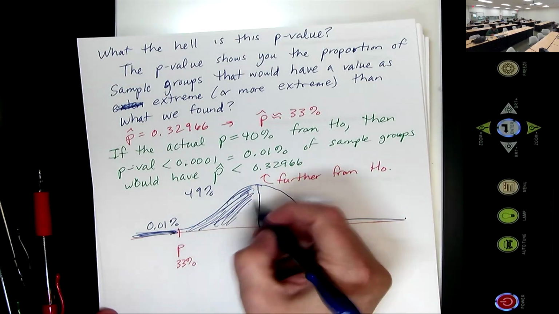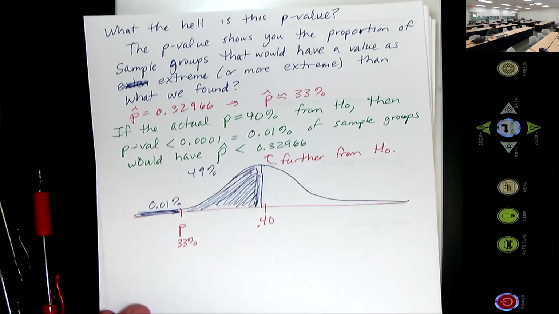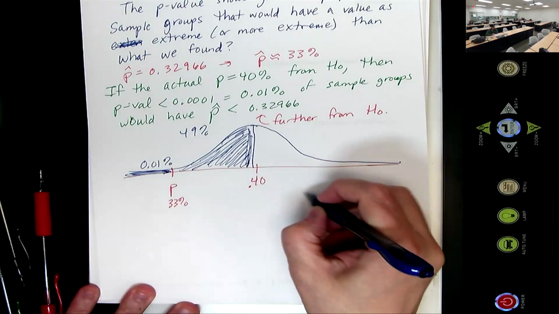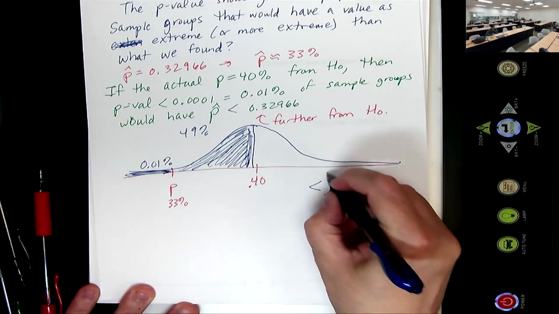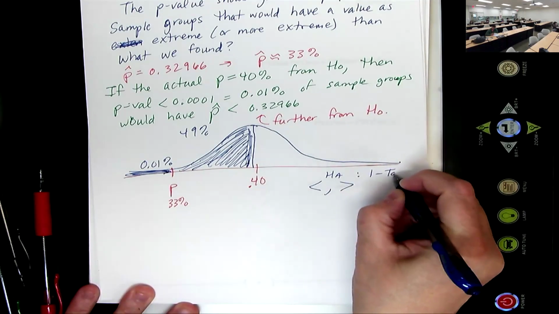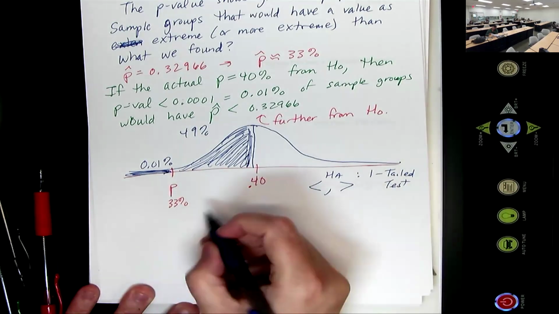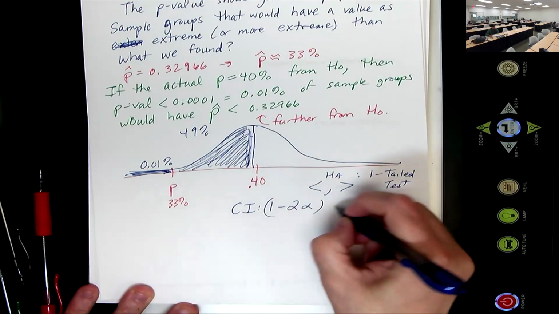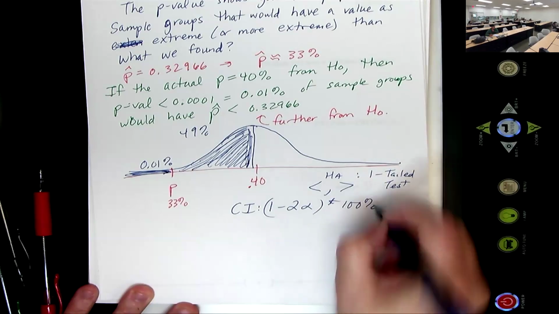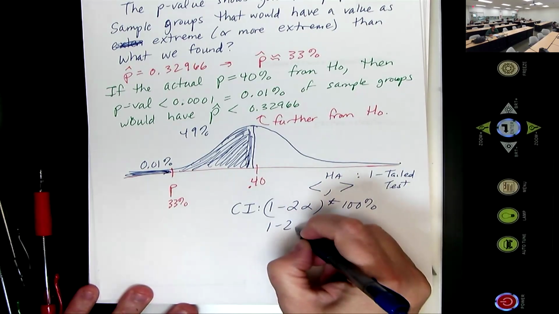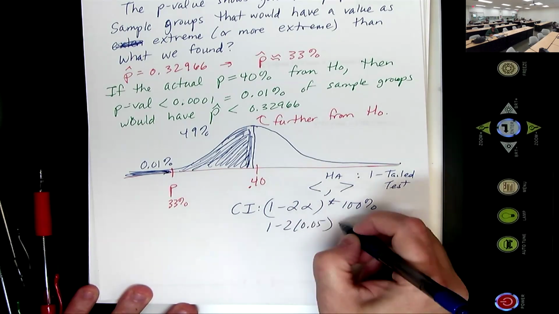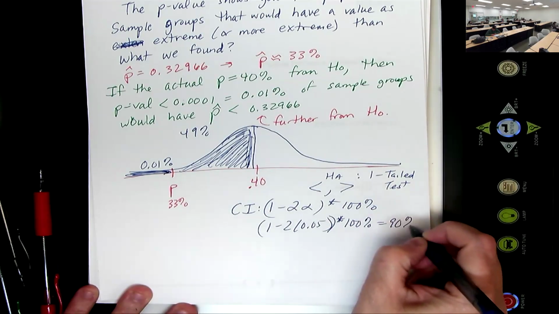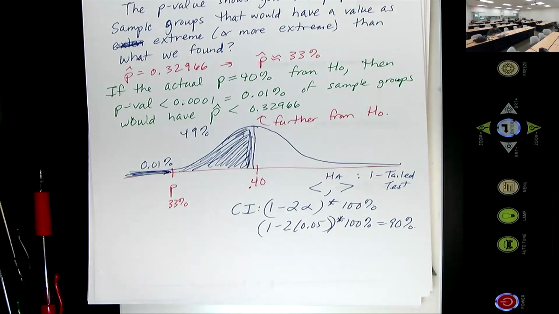This is a little bit easier to see as a confidence interval. So let's take a look at the confidence interval. When we talked about the hypothesis test, if it was less than or greater than for the HA, this was a one-tailed test. And I had told you at the time that the confidence interval was 1 minus 2 times alpha times 100%. So in this case, 1 minus 2 times 0.05 times 100% equals 90%. We're going to look at a confidence interval of 90% for the same data.